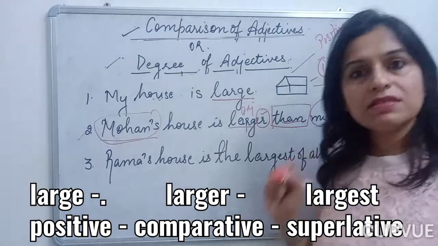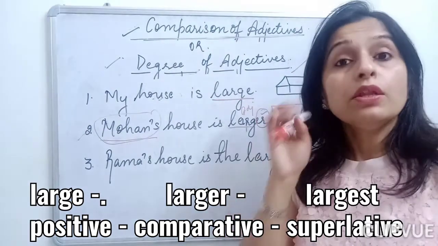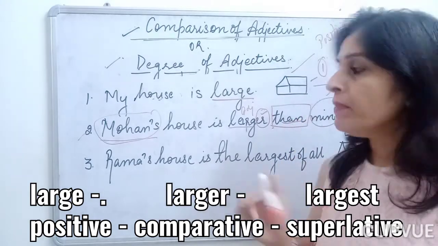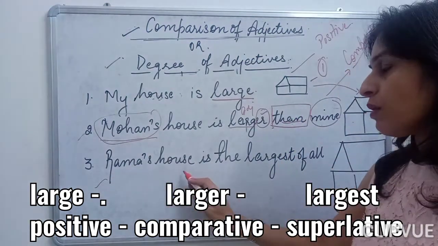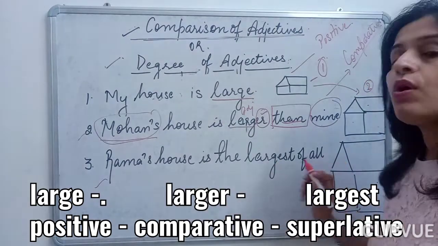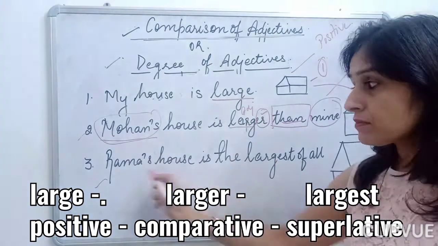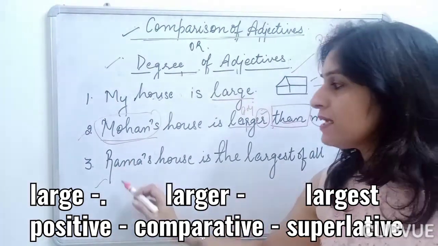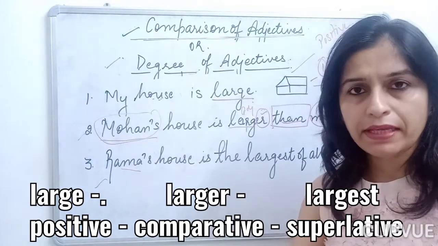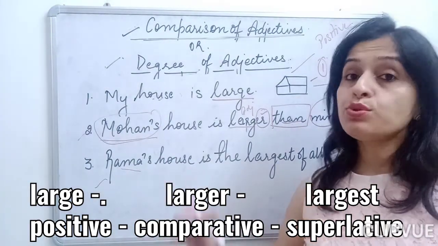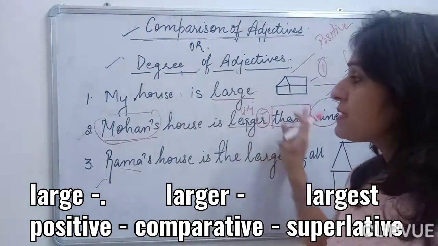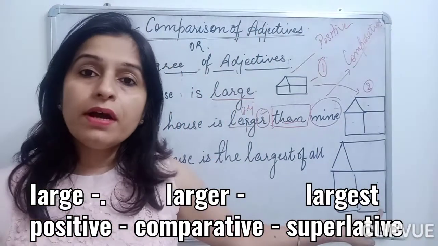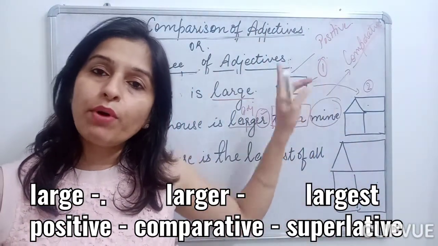ये मेरा comparative sentence हुआ क्योंकि मैंने यहाँ पर 2 चीजों को, अपने घर को मोहन के घर के साथ compare किया. Third sentence. Rama's house is the largest of all. अब मैंने क्या कहा? यहाँ पे here I have not compared anybody here. ठीक है, मैंने रमा को किसी के साथ कंपेयर नहीं किया. I have said a statement कि जो रमा का घर है वो हम सबके घर से बहुत बड़ा है. Okay, see here the picture you can see. रमा का जो घर है वो हम सबके घर से बहुत बड़ा है.